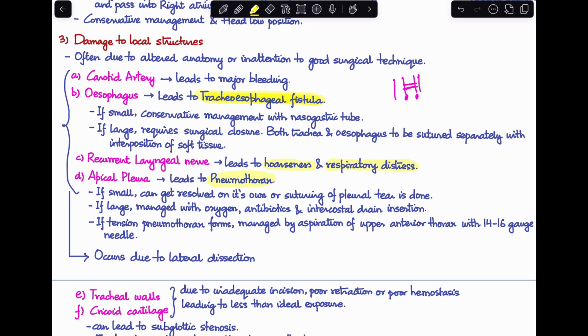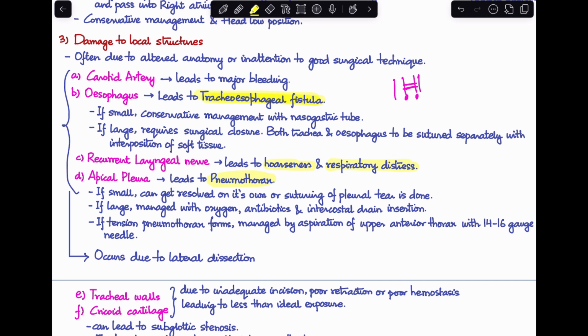Now, depending on the type of pneumothorax, our management will vary. If this is a very small pneumothorax, usually it can get resolved on its own, or sometimes just suturing of the pleural tear is enough. If the pneumothorax is large, then we manage it with oxygen, antibiotics, and placement of an intercostal drain. But if this pneumothorax is a tension pneumothorax, in that case, we have to aspirate the upper anterior thorax with a 14 to 16 gauge needle.